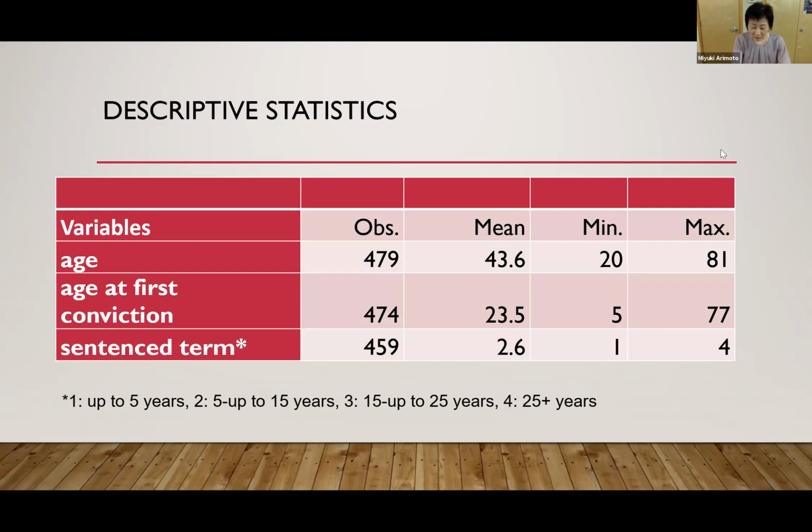Although we obtained 510 surveys, some have not answered most of the questions or skipped the demographic section. Therefore, we dropped those observations. The average age is about 44. The average age at first conviction is about 24. And the average category of sentenced term is between 15 and 25 years.